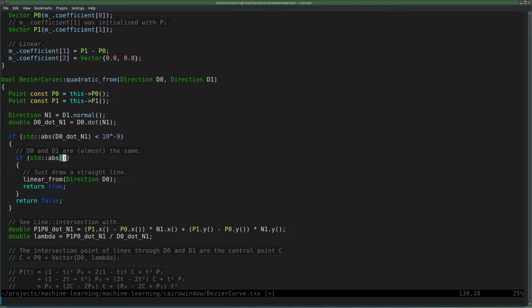But what is more likely? This is super unlikely, so do that first, the absolute value of the vector. Where do I subtract 2 points? I get a vector anyway. P1 minus P0 dot N1. That absolute value of that.